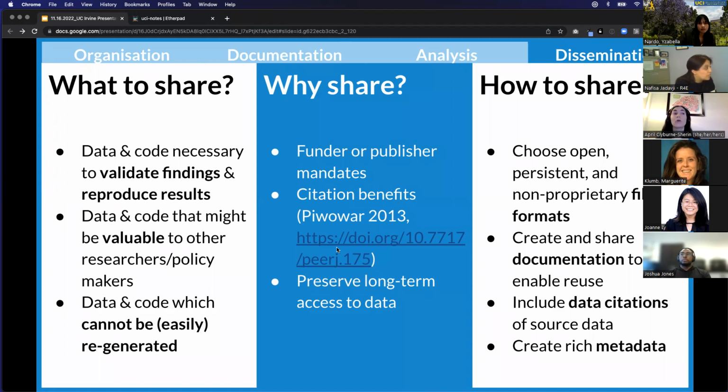And in general, when you're thinking about how to share those materials, choose open, persistent, and non-proprietary file formats so that they can be reused easily by people without having to purchase a license, and are more likely to last over time, so that people can open them in 5 and 10 years. Make sure you share the documentation. We talked a little bit about that before. Include citations to any source data or code, and make sure you have metadata about your data and code that allows people to understand what is in the repository.